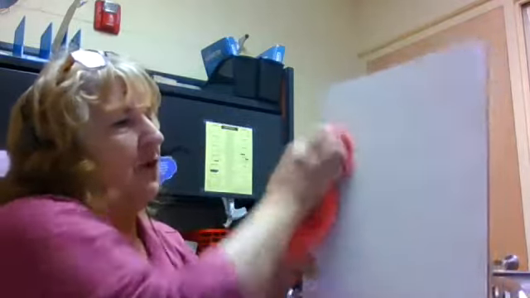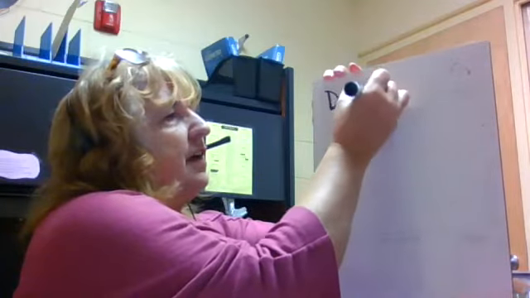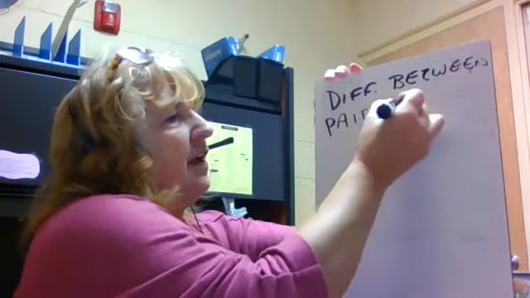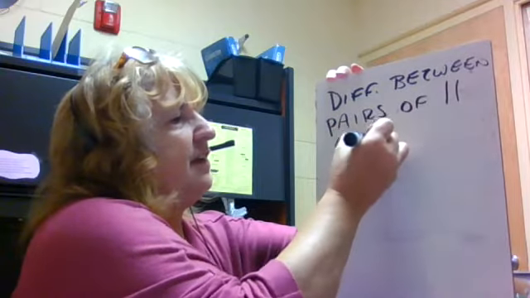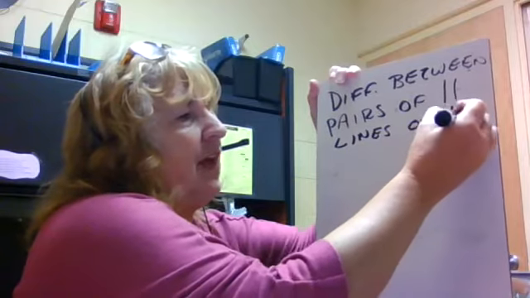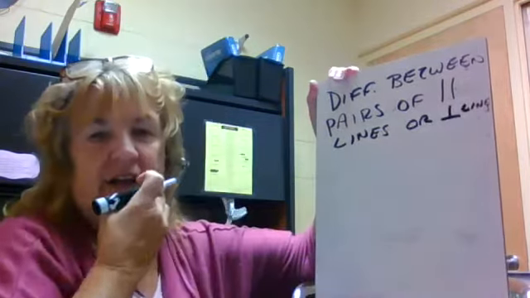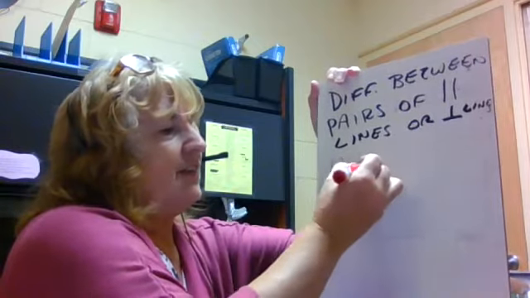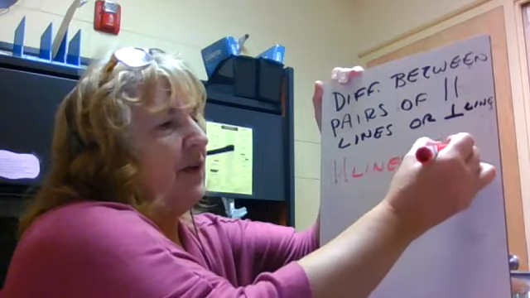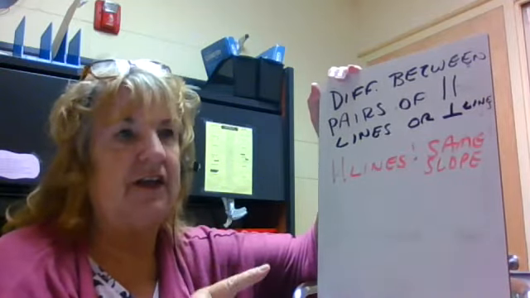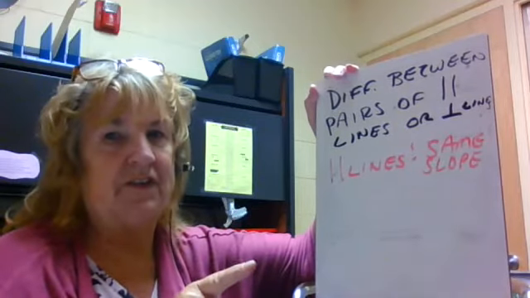Another difference question that you might run across is the difference between pairs of parallel lines or perpendicular lines. Well, here, the only thing that you're being asked to remember is that parallel lines have the same slope. So if you have a pair of parallel lines, you have two parallel lines, whatever the slope is of the first one is also the slope of the second one.